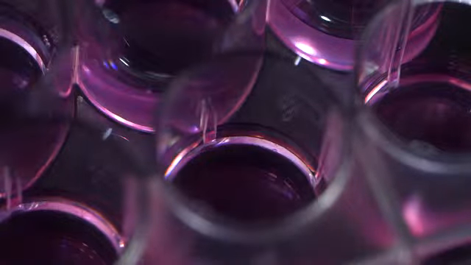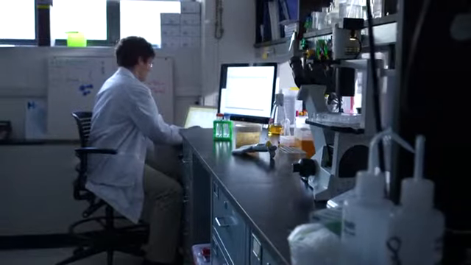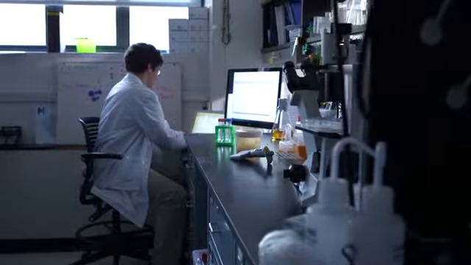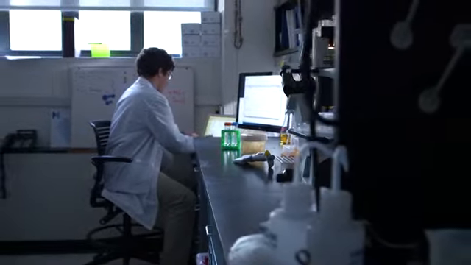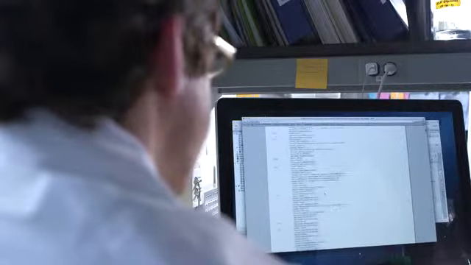We introduced both strains onto human skin cells grown in culture. And by comparing the two, we were able to show that MRSA with the SPG gene could actually survive on skin better. So for us, the central question was really how had MRSA acquired the SPG gene? It turns out that SPG was very similar to genes that other people had seen in a close relative of MRSA called Staph epidermidis.